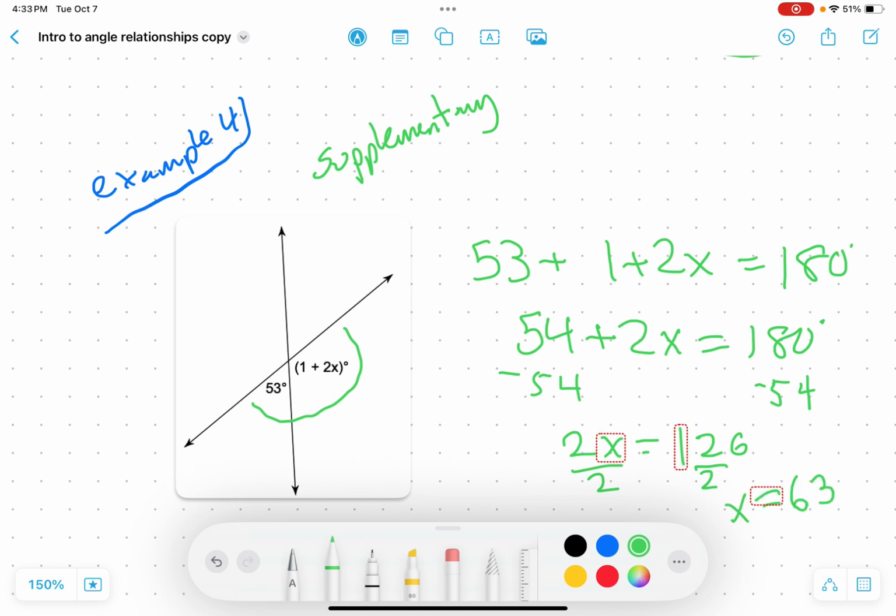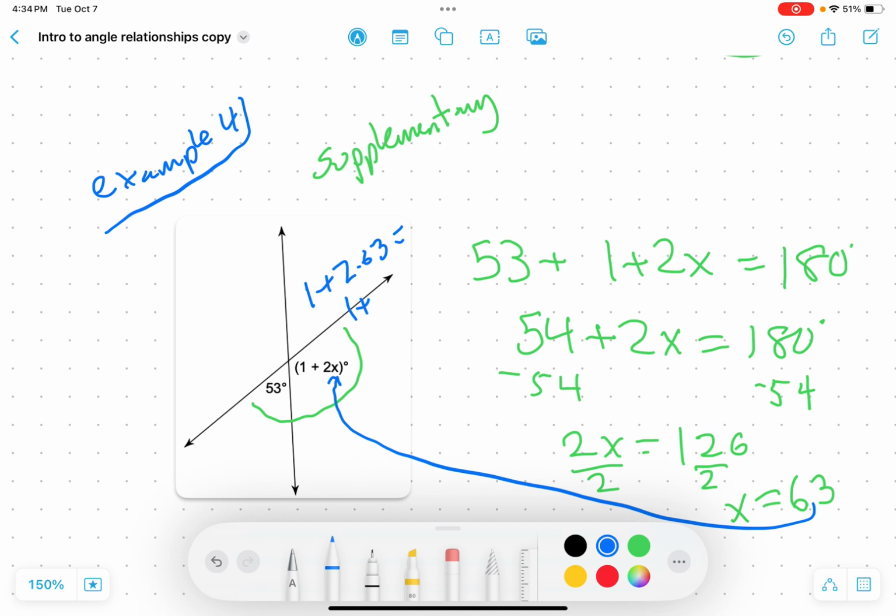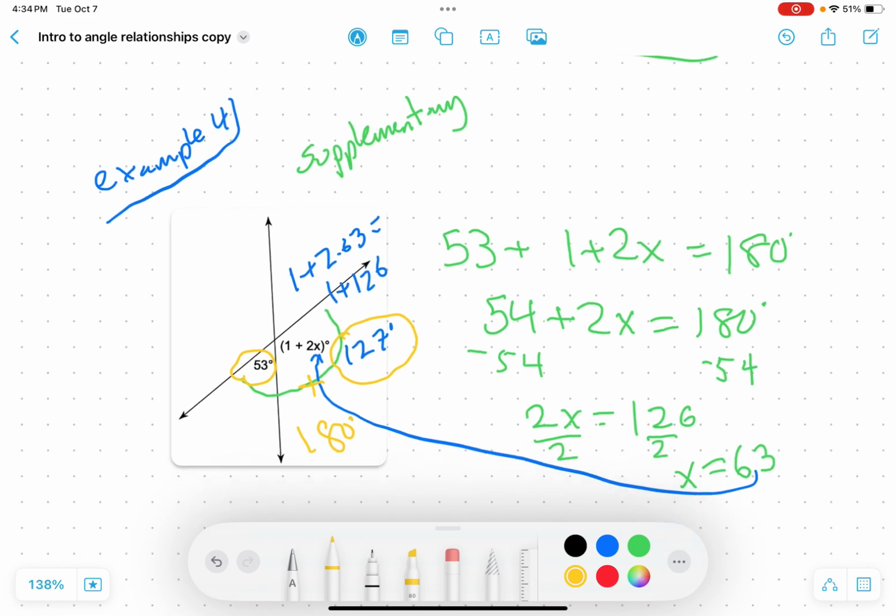So I can just plug it in to confirm that everything checks out. I'll plug that in right there. 1 plus 2 times 63 is equal to 1 plus 126, so this is 127. And you can check if you want to be extra thorough. 127 plus 53, those two make 180. All right, we'll do one last example.